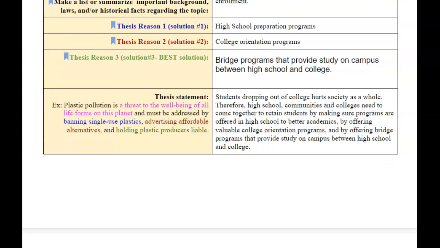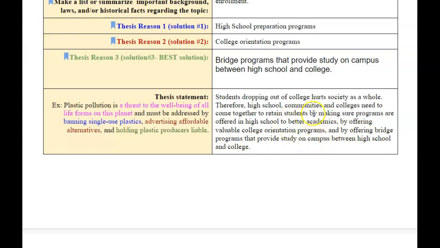And then your thesis statement, it should be balanced and parallel. So here's the overall thesis statement for this. Students dropping out of college hurt society as a whole. Therefore, high school communities and colleges need to come together to retain students by making sure programs are offered in high school to better academics, by offering valuable college orientation programs, and by offering bridge programs that provide study on campus between high school and college.